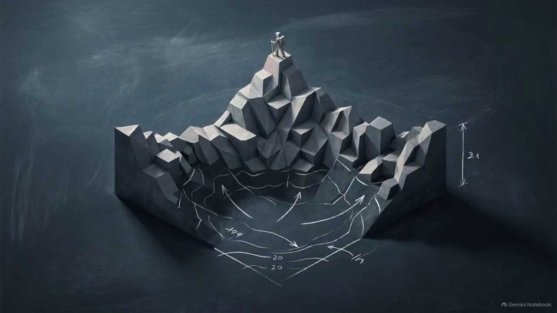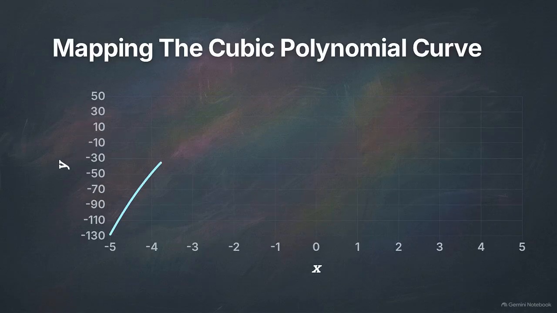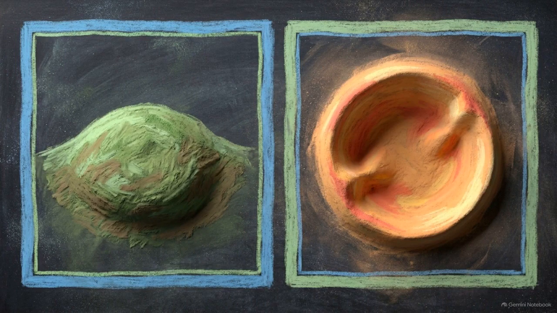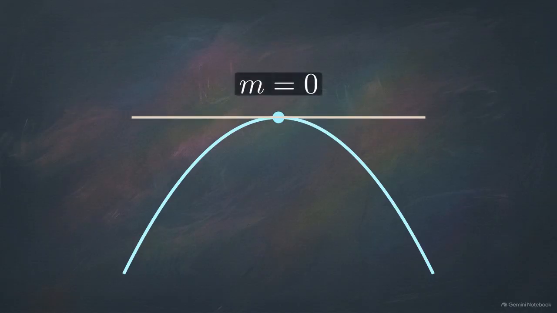Let's apply this to find the exact horizontal locations where a curve peaks or bottoms out. We will use the polynomial y equals x cubed minus 3x squared minus 9x plus 27. Think about the very top of a hill or the exact bottom of a valley. At those specific locations, the track flattens out completely. If the tangent line is perfectly flat, its slope is exactly 0.